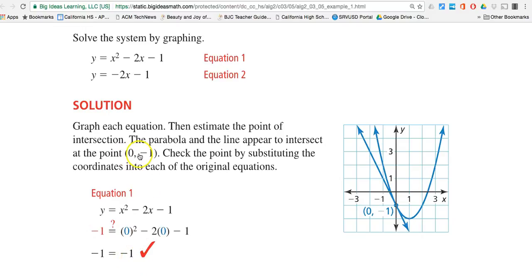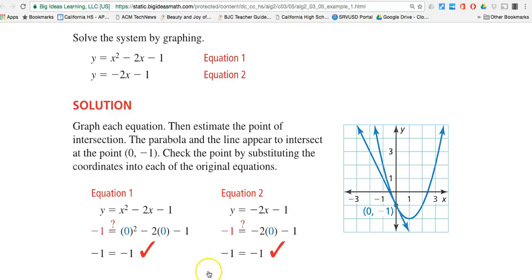So our point works for our quadratic equation. Now we're going to do the same thing for our linear equation, y equals -2x minus 1. We take our point, (0, -1), and plug it in here. So we get -1 for y, 0 for x. So we get -1 equals -1. We can see that -2 times 0 is 0.